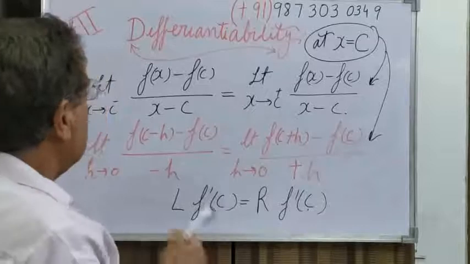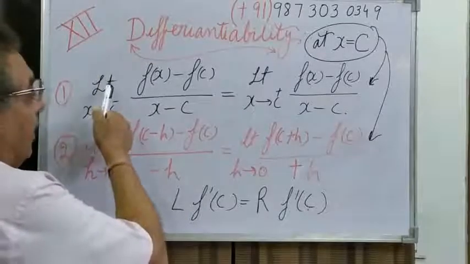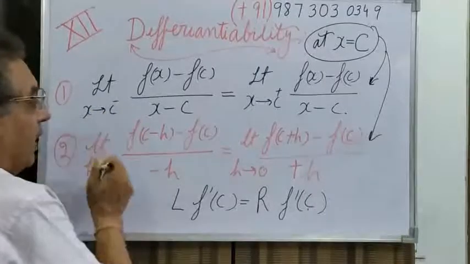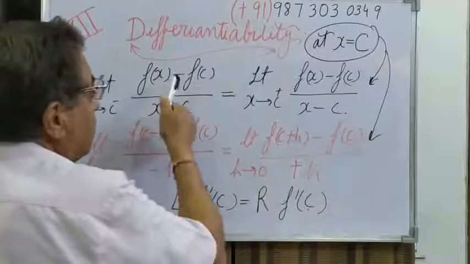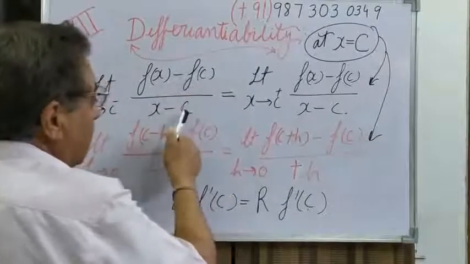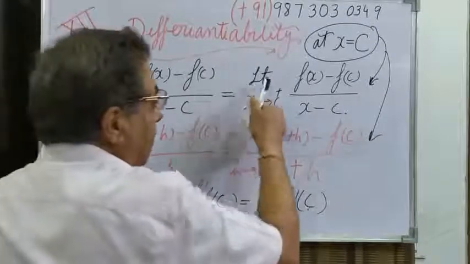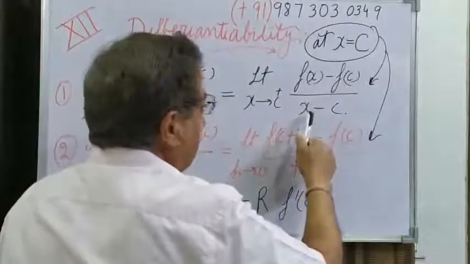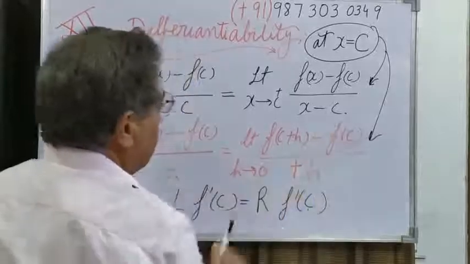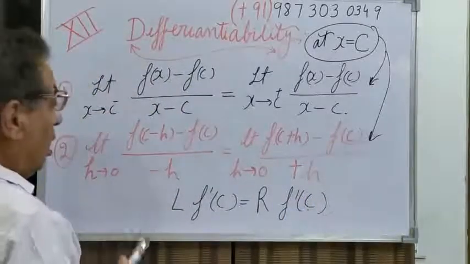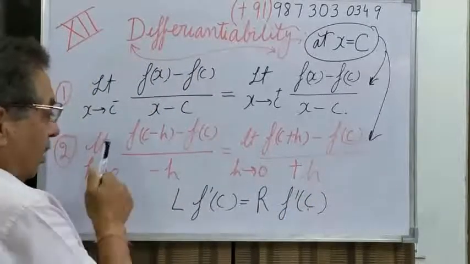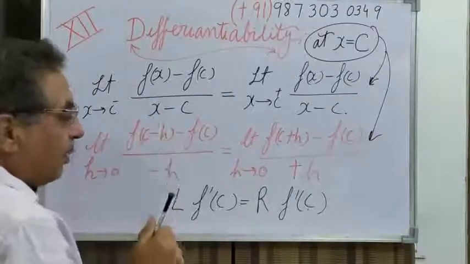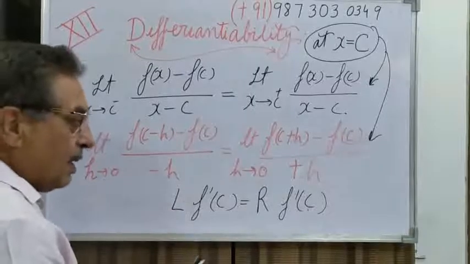So what we will do, we will take the left hand limit, x approaches c from the negative side, of (f(x) minus f(c)) upon (x minus c), and the limit x approaches c plus of (f(x) minus f(c)) upon (x minus c), isn't it? Or we will do another way. First of all, we will suppose x is equal to c minus h and c plus h.